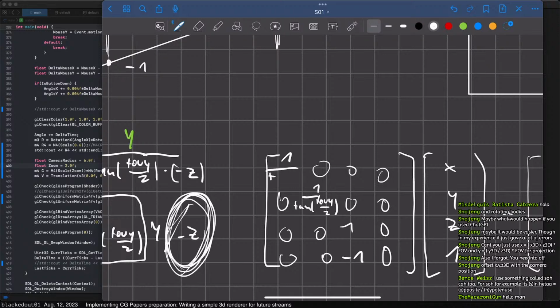Okay, so the tangent of field of view y halved, and now we have to multiply the denominator by width over height.